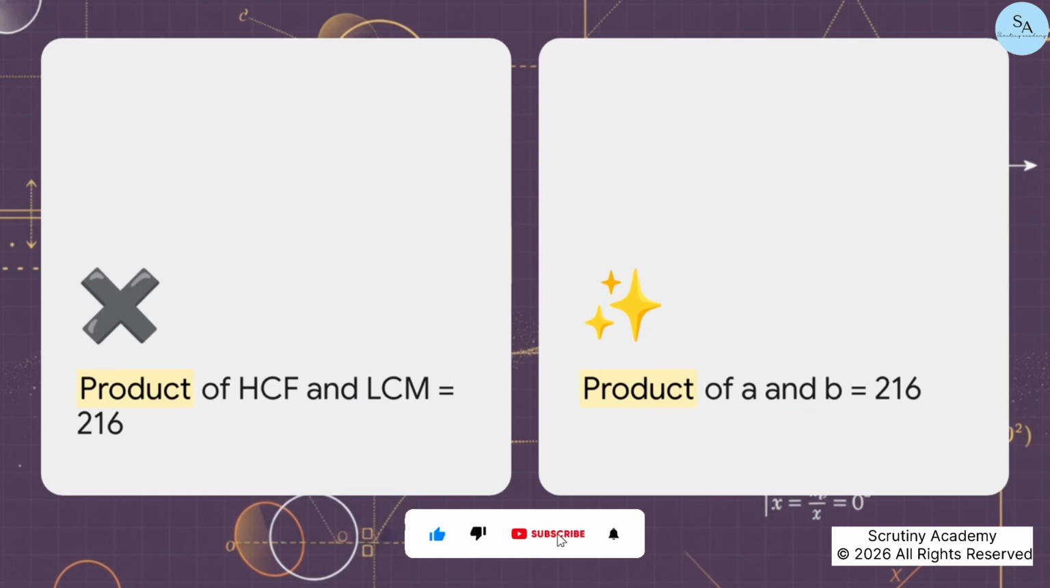And this brilliantly illustrates one of the absolute most beautiful symmetries in math. Check this out. If you take the HCF we just found, which is 6, and you multiply it by the LCM, which is 36, you get 216. Now look over at the other side. If you just multiply our original two numbers, 12 and 18, you also get 216. No way, right? It always perfectly matches.